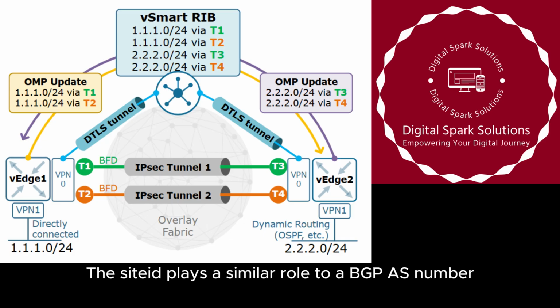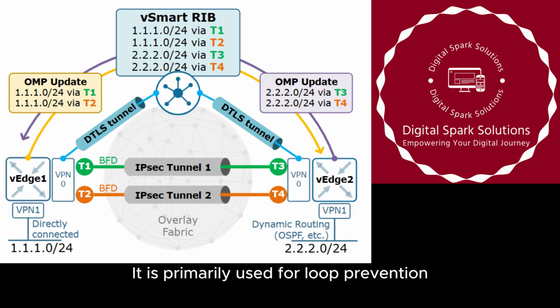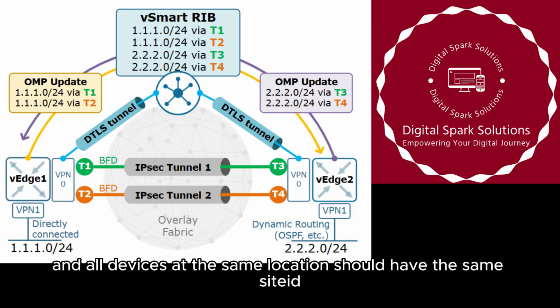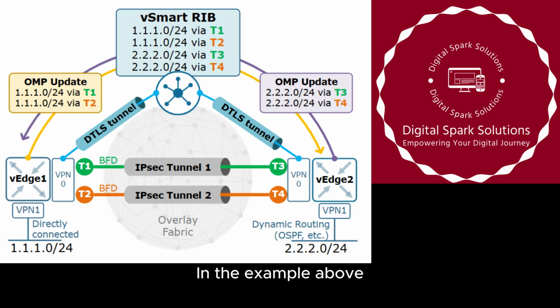Site ID. The site ID plays a similar role to a BGP AS number. It is primarily used for loop prevention. All sites should have a unique site ID, and all devices at the same location should have the same site ID. In the example above, the site ID for prefix 1.1.1.0/24 would be 1.